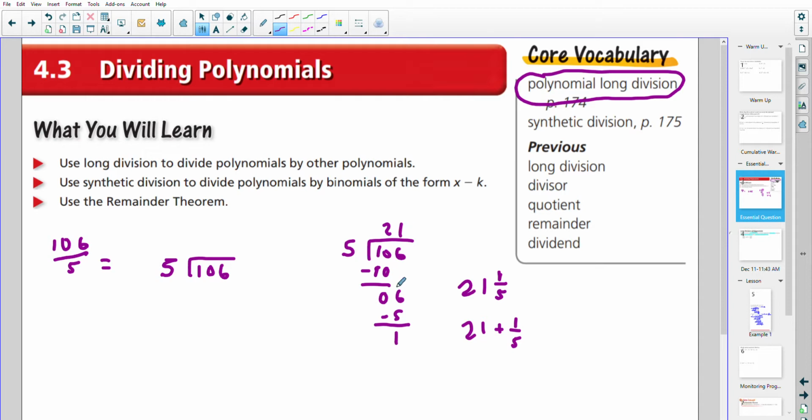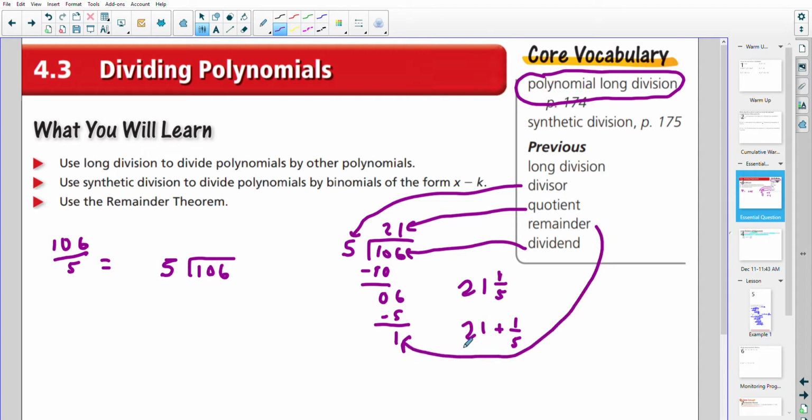What number times 5 goes into 6? 1. You get 5 with 1 as a remainder. So the answer is the quotient, 21, with a remainder of 1 over the divisor. So a couple of these terms: the divisor is the 5, the dividend is the 106, the quotient is 21, and the remainder is equal to that 1.